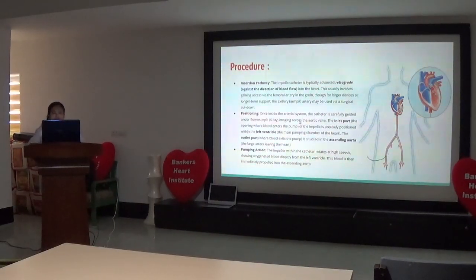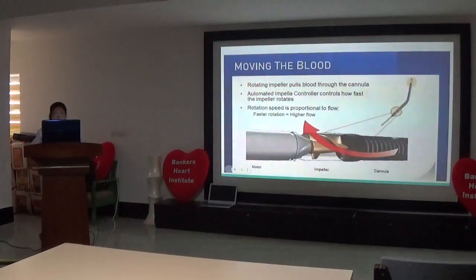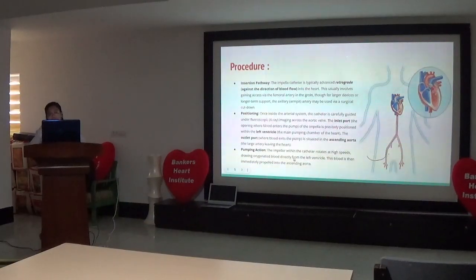Once inside the arterial system, the catheter is carefully guided under fluoroscopic imaging. The inlet port, where the blood enters the pump, is precisely positioned within the left ventricle, and the outlet port, where it exits, is in the ascending aorta. The impeller within the catheter rotates at high speed, drawing oxygenated blood directly from the left ventricle. The blood is then immediately propelled into the ascending aorta.